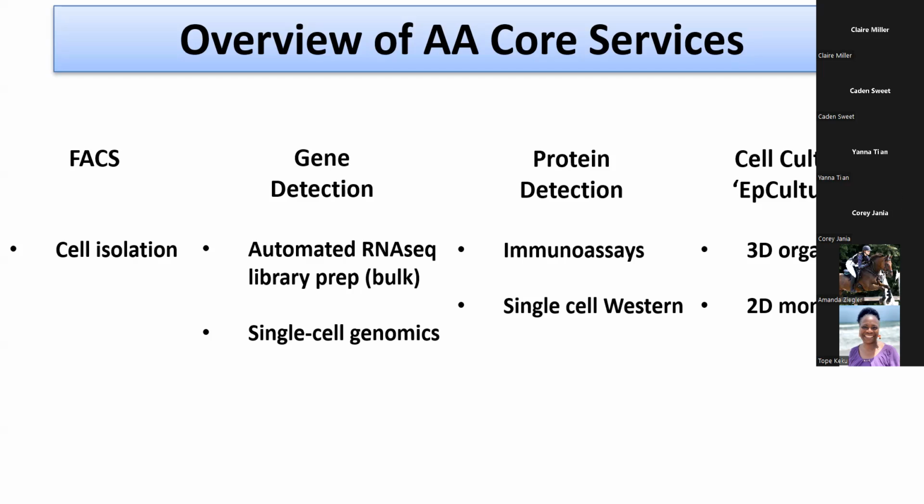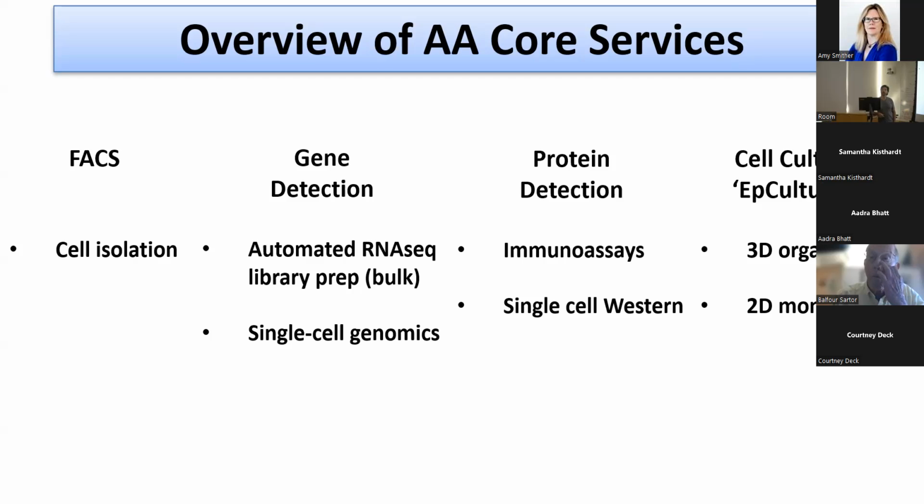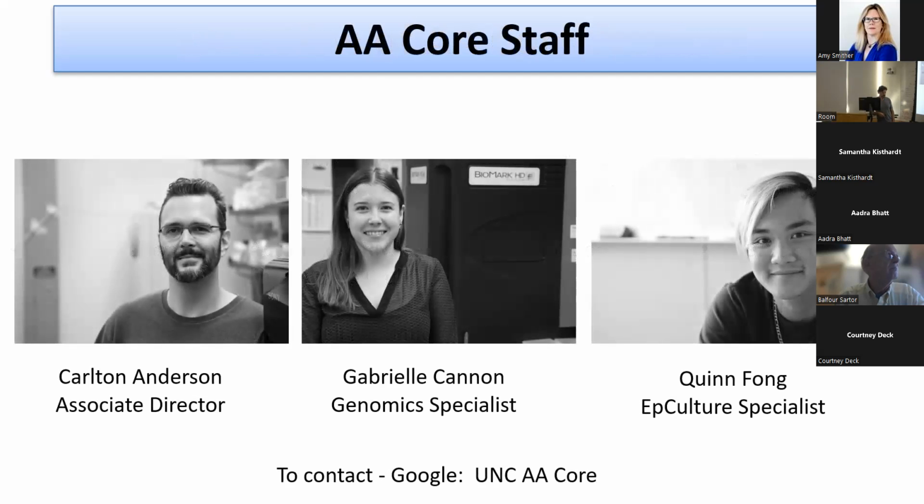And a very new service that we've just added in the last couple of years is what we call EP culture. It's basically a cell culture service that provides 3D organoid cultures and two-dimensional monolayer culture services using primary derived stem cell cultures. I'll go into the details of these in a minute, but that's just a very high-level overview.